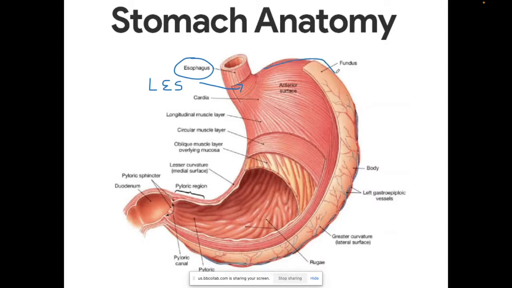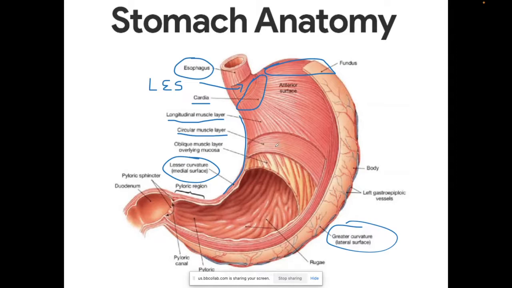The top of the stomach here, this section is referred to as the fundus, and this section here is referred to as the cardia. The curvature on the inside is called the lesser curvature of the stomach. And then on the outer portion is the greater curvature of the stomach. Let's review the three layers of musculature. There's the longitudinal muscular layer, there's the circular muscle layer, and then there's the oblique, right?